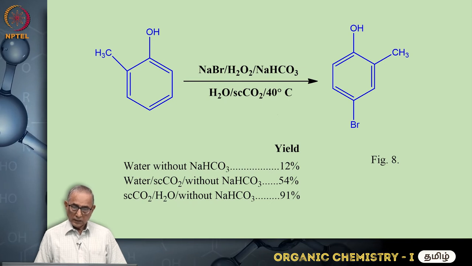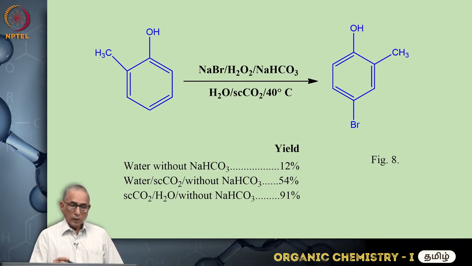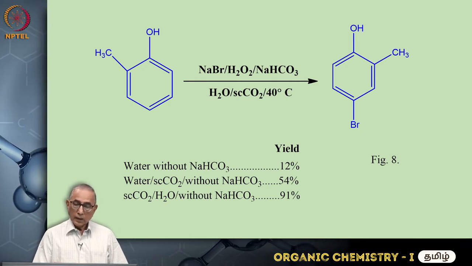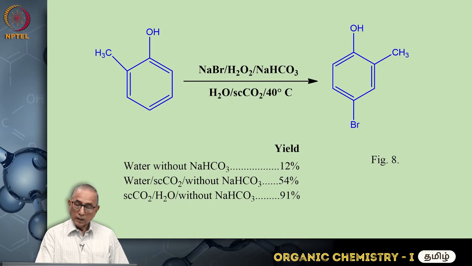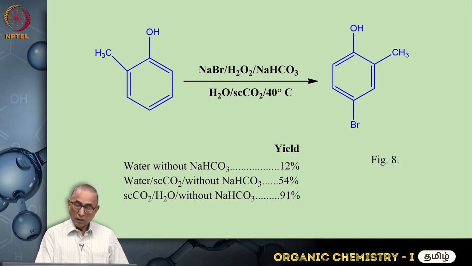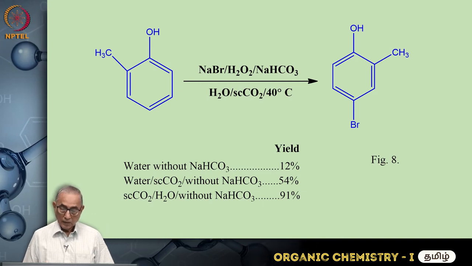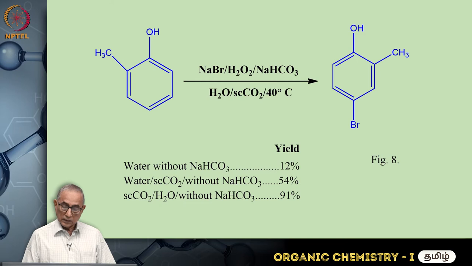This is another reaction in supercritical carbon dioxide solvent. You have this orthocresol, which is reacted with hydrogen peroxide, sodium bromide, sodium bicarbonate, water, and supercritical carbon dioxide at 40 degrees. So, what happens here? It does a bromination reaction.